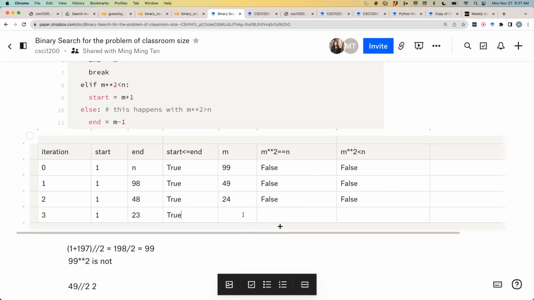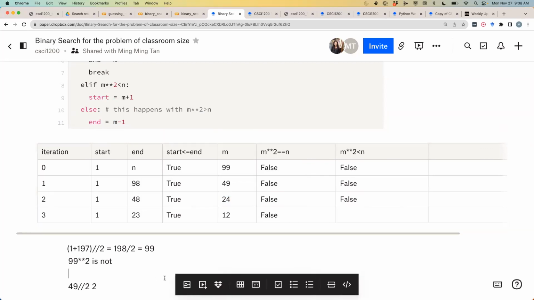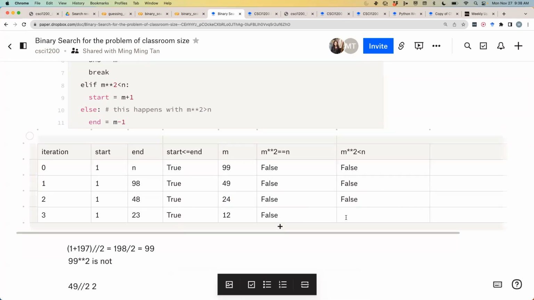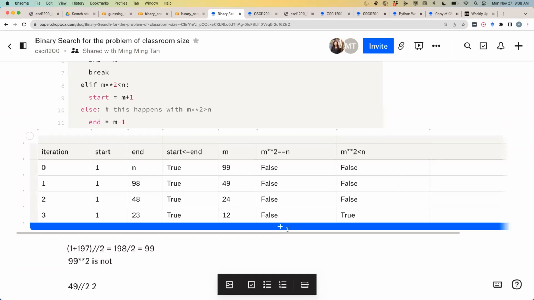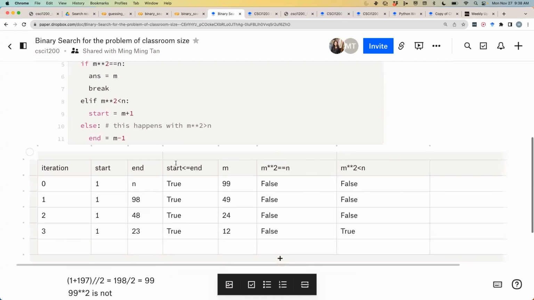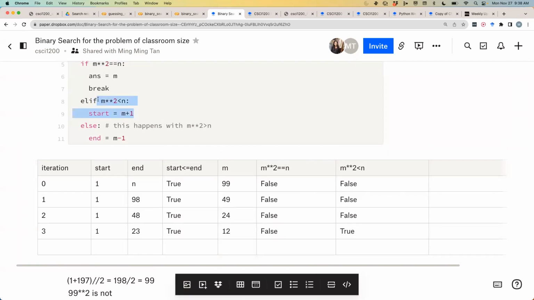Again, if it's true, I take the middle value, which is 12. And again, 12 squared is not equal to n. It's false. And 12 squared is, sorry, 144. So 12 squared, 144, is less than n, which is 197. So it's true. Once this is true, we're going to be here: m squared is less than n.